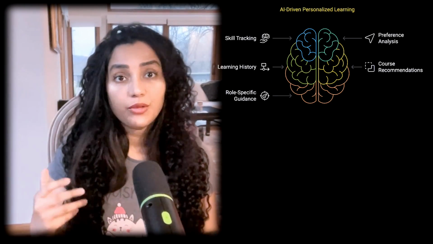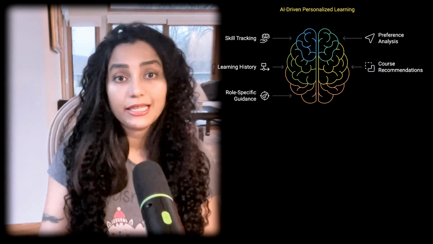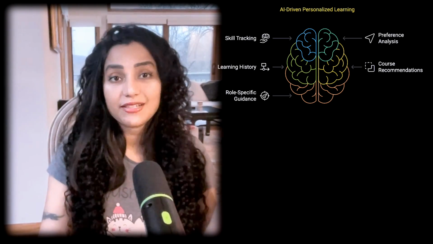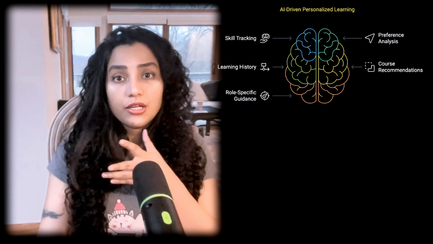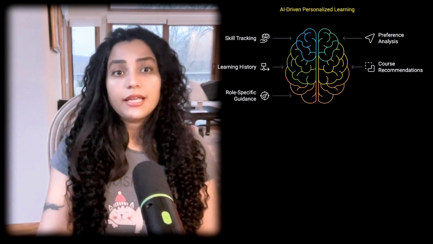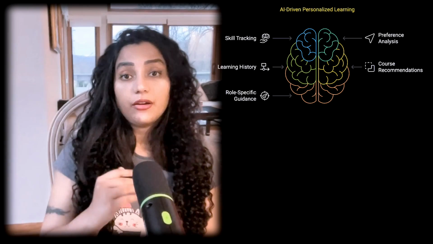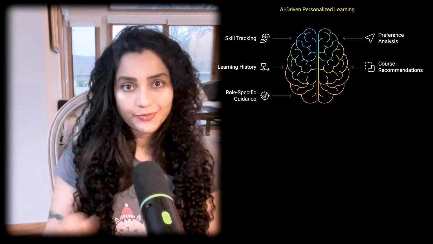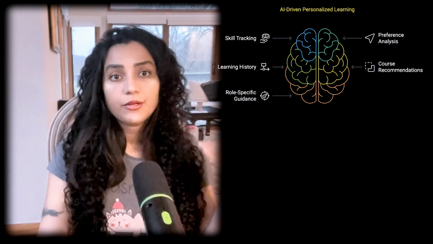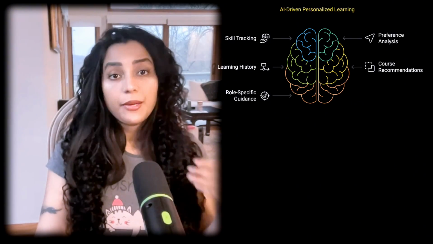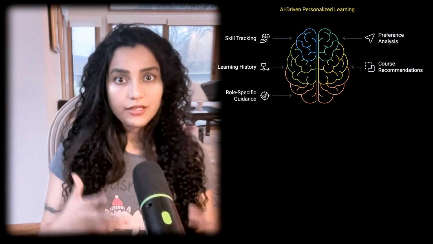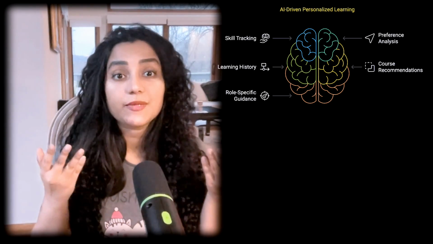Now we'll talk about a real world example at IBM. Let's look at IBM, a global leader in innovation. IBM recognized early on that personalized learning could completely change their workforce development. They implemented an AI powered learning platform called Your Learning. Here's how it works. The platform uses AI to track employee skills, preferences, and learning histories. Based on this data, it recommends personalized courses, videos, and articles tailored to their roles and career aspirations.